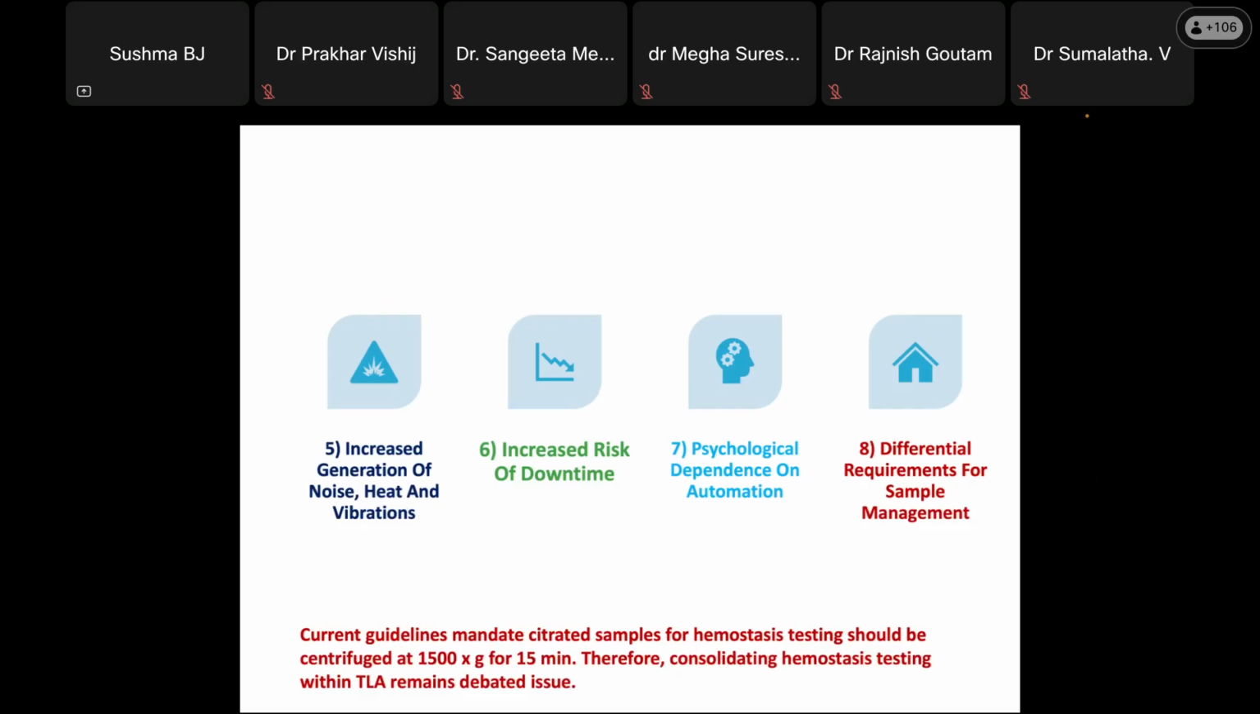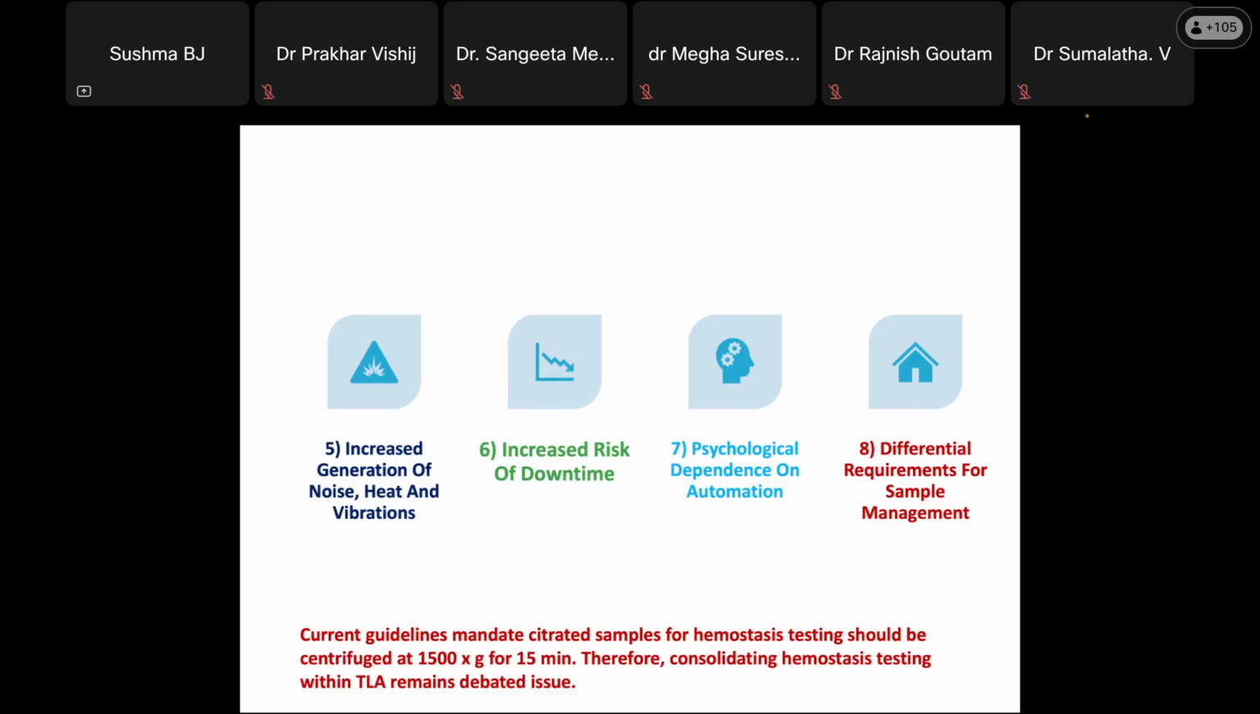All the analyzers are connected to each other in a single system, and in a given space, definitely it accounts for a lot of generation of heat, noise and vibrations. Increased risk of downtime. Because we are so addicted to the newer automation, all the technical staff might lose their skills, right? In which they were handling in the manual phase, in the pre-analytical phase or the post-analytical phase.